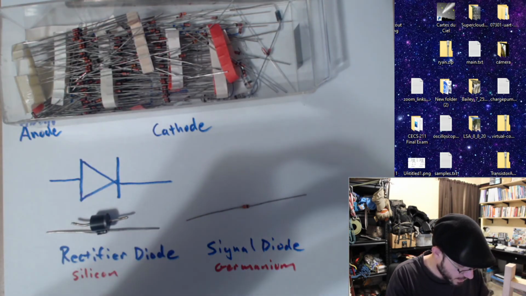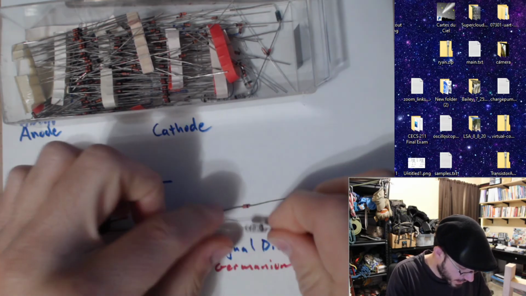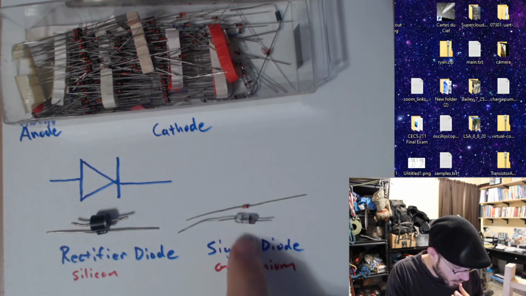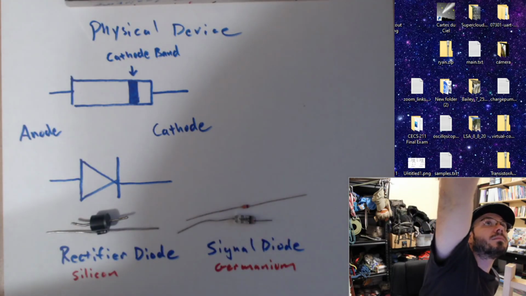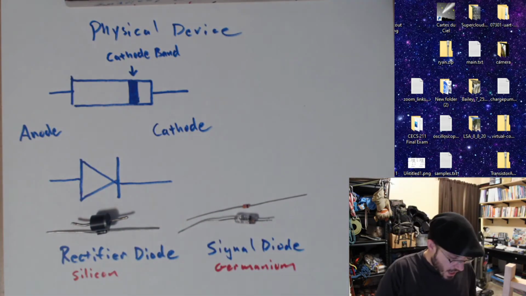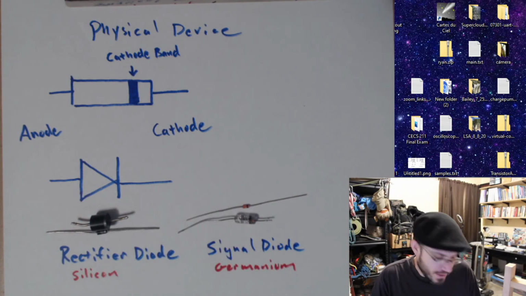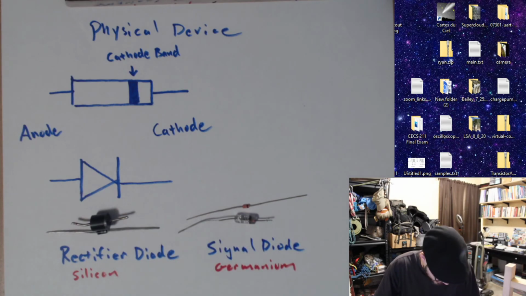Oh, this is a cool one. Is this a one-end? Oh, very cool. I was looking for one of these the other day. There's another type of germanium signal diode. And so, generally speaking, there are a lot of different types of diodes. However, these are two fundamental ones.